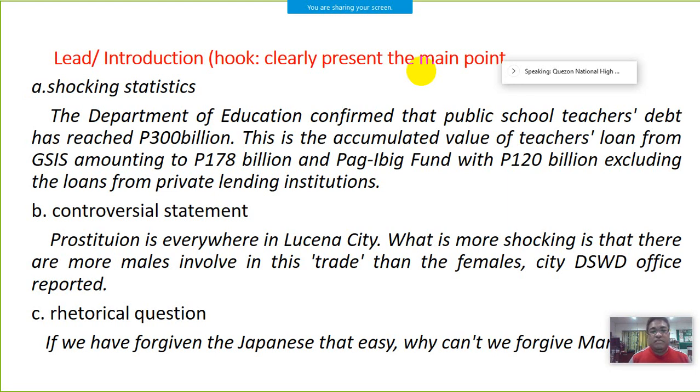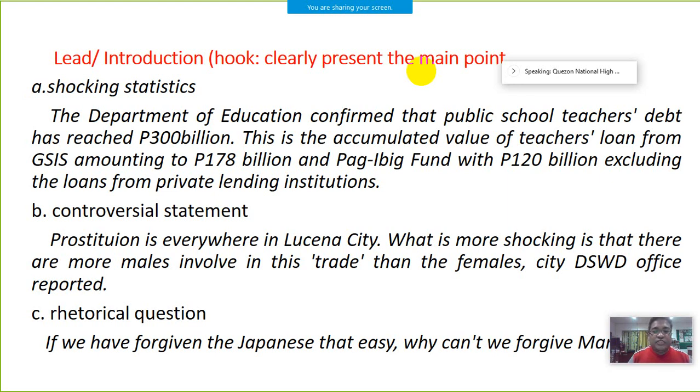178 billion only from GSIS and 120 billion only from Pag-ibig Fund, not including other loans from private lending institution. Isn't it shocking? Oh, somehow yes. Whereas that's how the accumulated amount of teachers' loans are. Or you can start your column with a controversial statement.